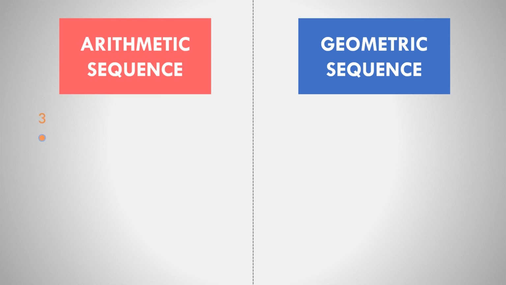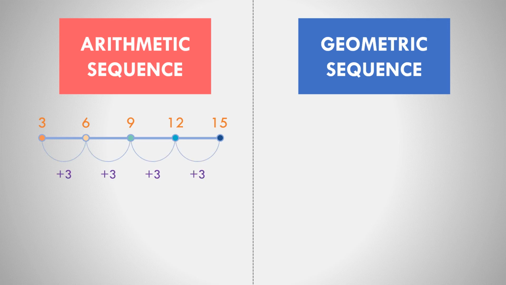As you can see, the example of the arithmetic sequence is 3, 6, 9, 12, and 15. So the common difference is equal to 3 because 6 minus 3 is 3, 9 minus 6 is 3, 12 minus 9 is 3, and 15 minus 12, the answer is also equal to 3.